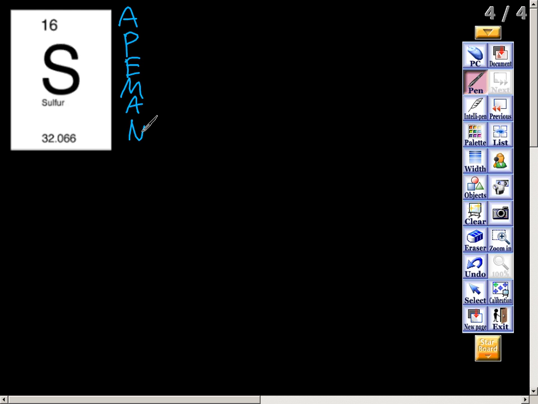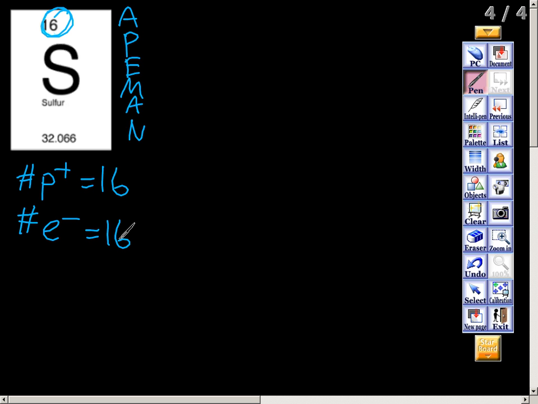Atomic number is protons and electrons. So remember, the atomic number is the whole number at the top, so it's 16. So sulfur, the number of protons equals 16, and the number of electrons equals 16. Atomic number, protons, electrons.